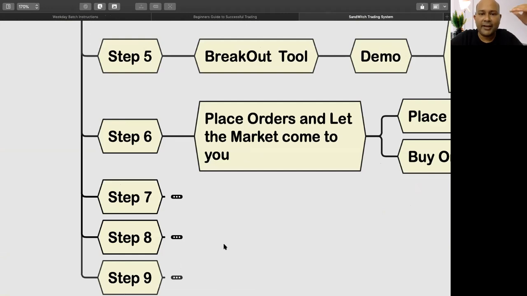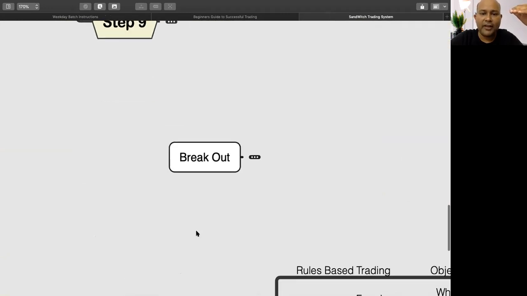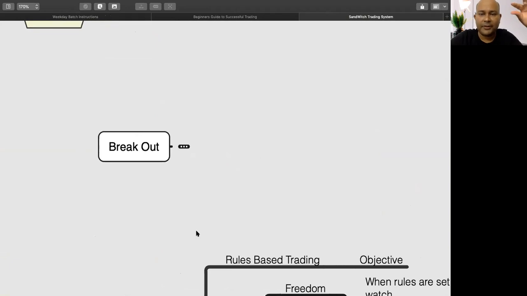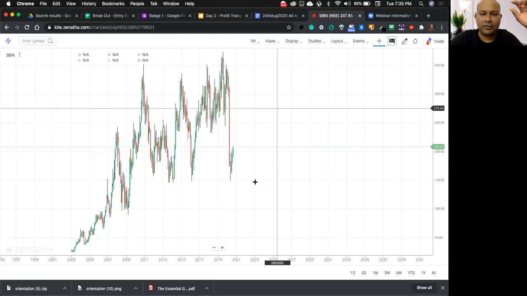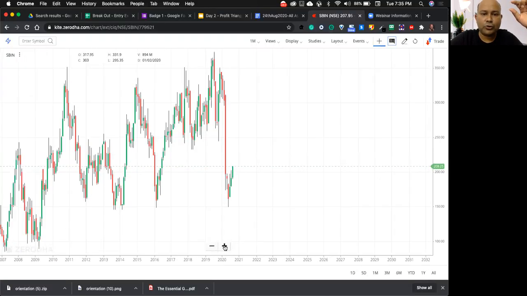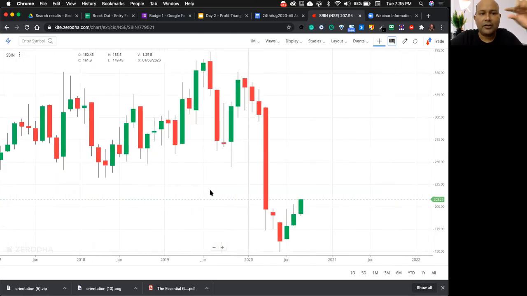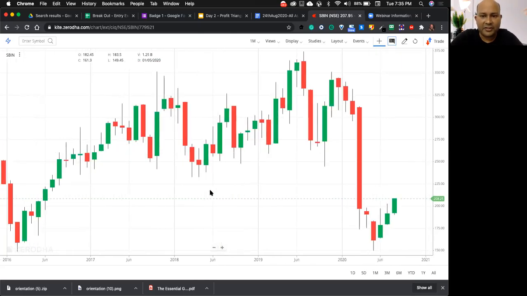But before I get into the breakout tool, I was quickly helping you understand the concept. It's just a concept called a breakout, and in breakout there are so many concepts within the breakouts. I'm just trying to show you on the terminal. This is called a terminal. This is the Zerodha terminal, by the way. They have this Kite terminal. What I'm showing you is on the Zerodha Kite terminal.